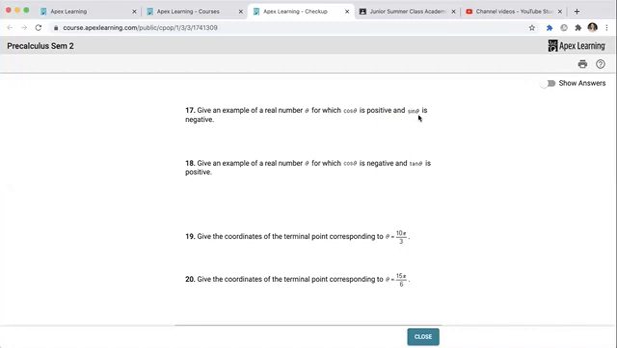Then you'd have to use the identity of x squared plus y squared equals 1, and then solve for your other value. Okay, solve for your other value.